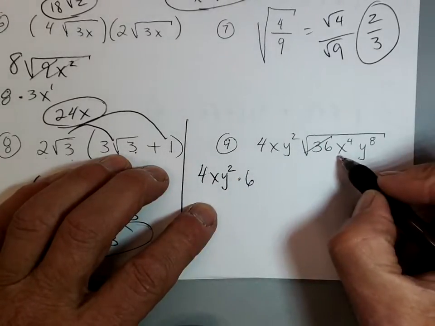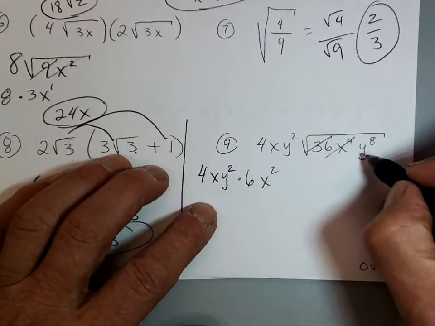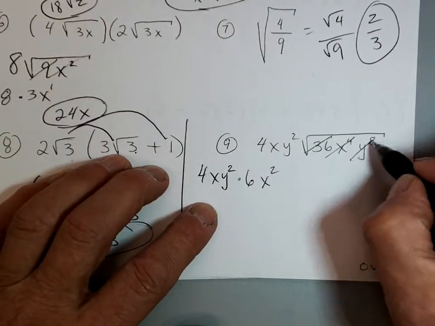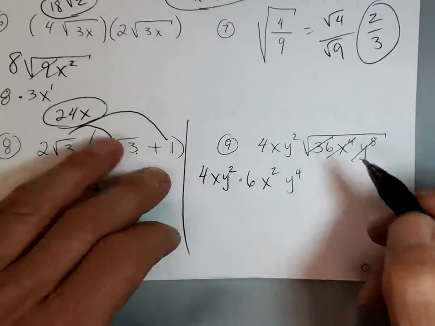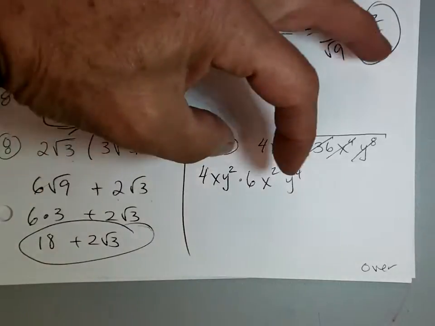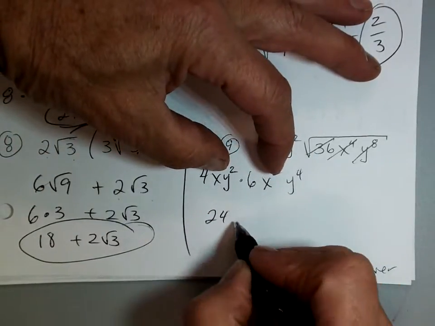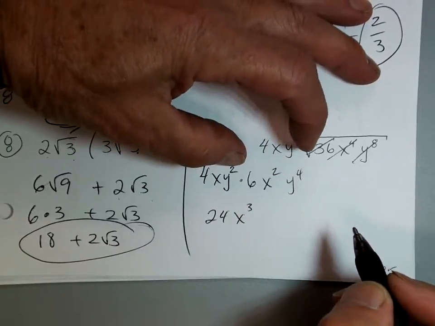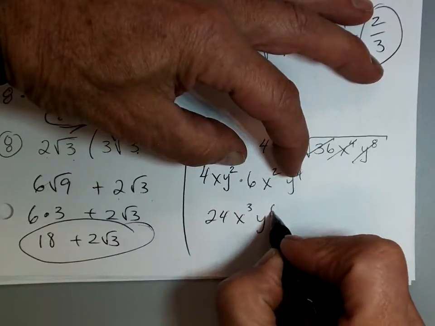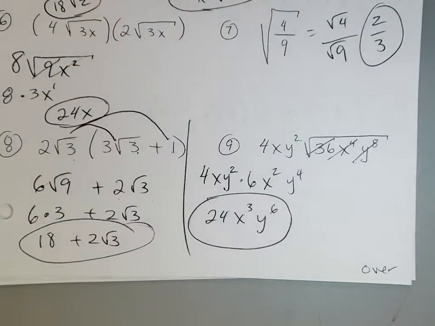What do you do with x to the 4th? Half it. x squared, good job, Josiah. What about y to the 8th? Half it. y to the 4th. That's it. Now, is there anything left inside? No, square roots are gone. So let's tidy it up. 24. x and x squared makes x to the 3rd. y squared and y to the 4th makes y to the 6th. And we are fine with that.